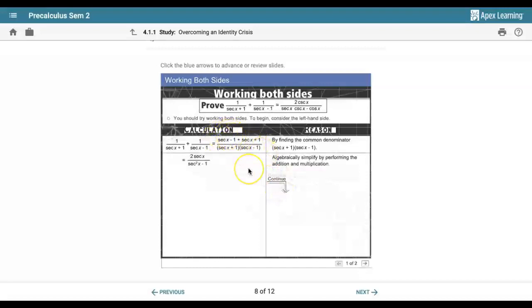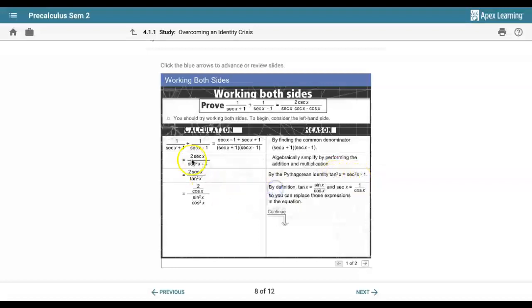We can simplify both. Luckily, this bottom here is a perfect square, so it simplifies to secant squared x minus 1. Then our top here, our 1 and our 1 cancel, so we're left with just 2 secant x. One of our identities deals with secant squared x minus 1, and that gives us tan squared x. So we now have 2 secant x over tan squared x.